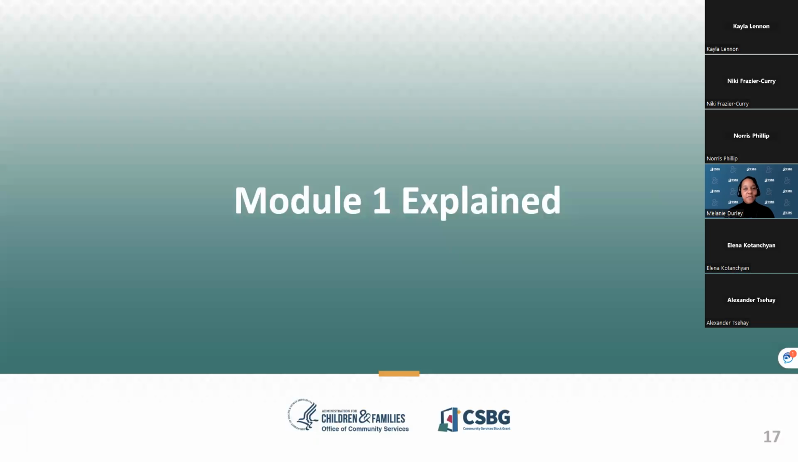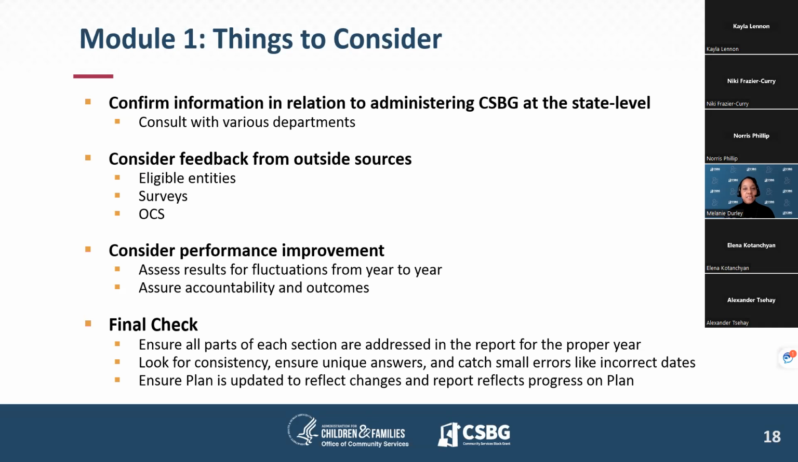Thank you, Lena. So let's delve into Module 1 a little deeper. Next slide. But first, a few things to consider as you fill out your annual report. When looking at your report, consult with various departments, such as your fiscal team or other departments, to include them and request input from them regarding achievements over the past year. This will ensure that you have a comprehensive view and report out to OCS. Also consider feedback from other sources, such as the ACSI survey results, feedback from OCS on prior reports, and other input from your eligible entities. Consider performance improvement. Considering ways to improve year upon year at the state and local levels assures accountability and outcomes.